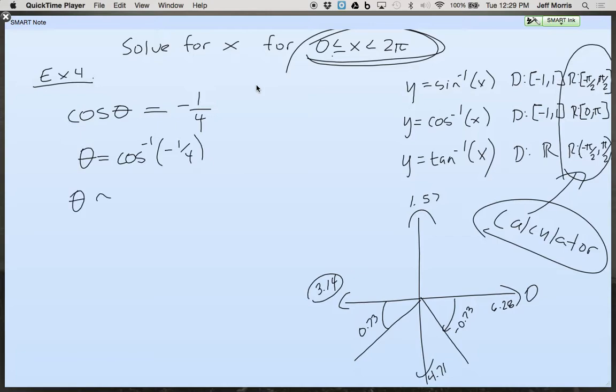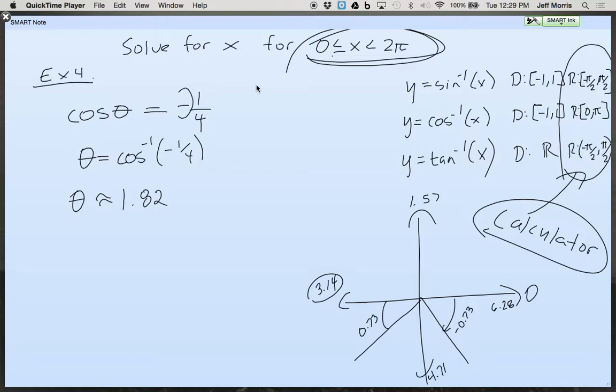What are you going to give me? Inverse cosine of negative 1/4. 1 point what? 1.82. Sound good? Everybody get 1.82? Now, let's stop just a second and ask ourselves, did everybody get 1.82?